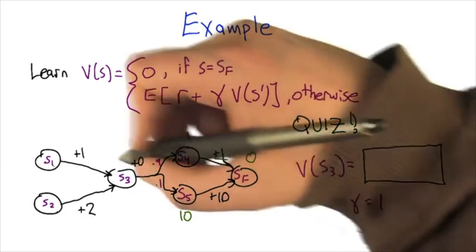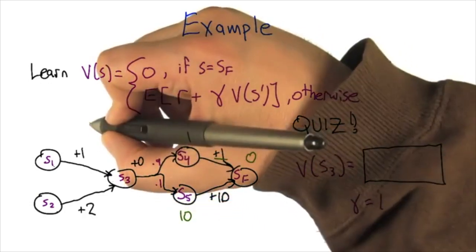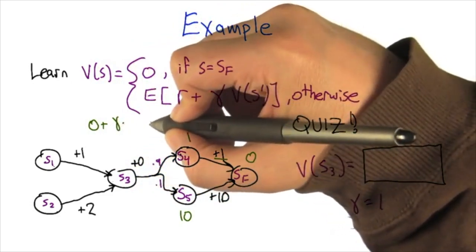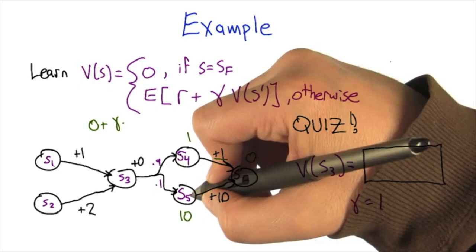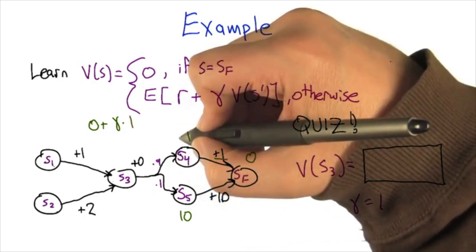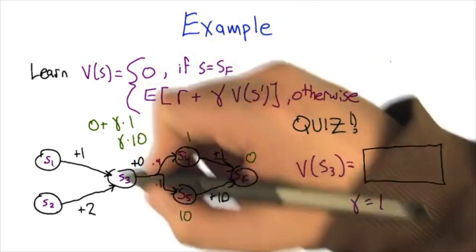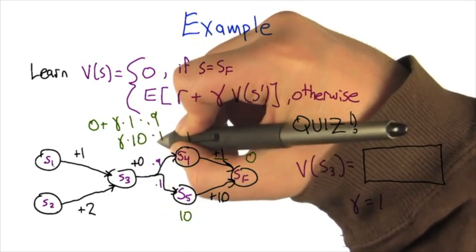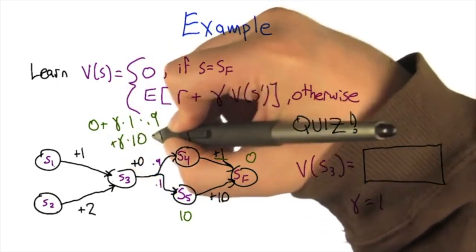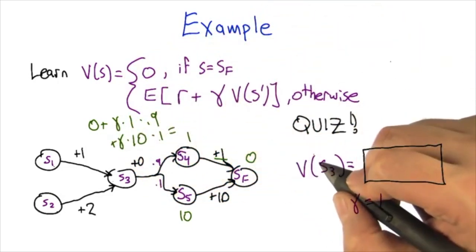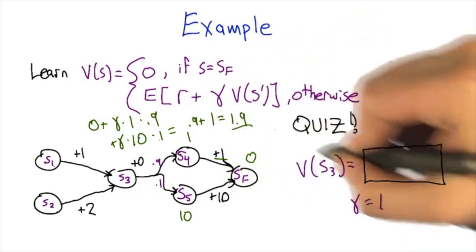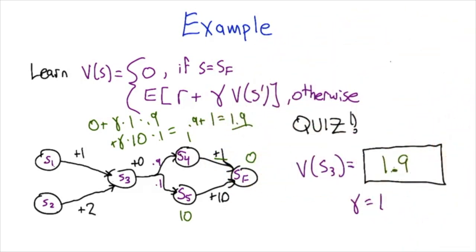So S3 would be the reward that I get, which will be 0, plus gamma times the value of the state that I end up in. Well, if I end up in state 4, that would be 1. But sometimes I'll end up in state 5, and that would be 10. So 90% of the time I end up in 1, 10% of the time I end up in 10. So I multiply the first one by 0.9 and the second one by 0.1, and then I add them up. And that number is 0.9 plus 1, which is 1.9. And that was easy because gamma was 1.